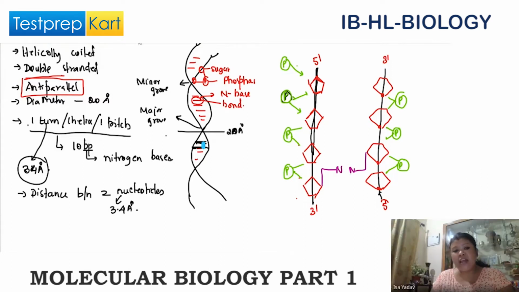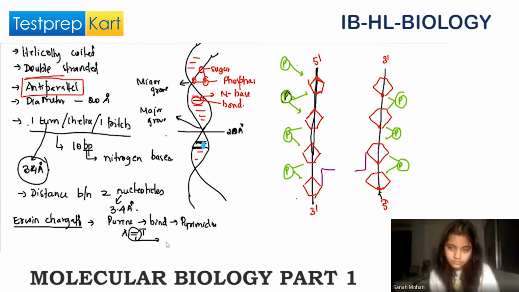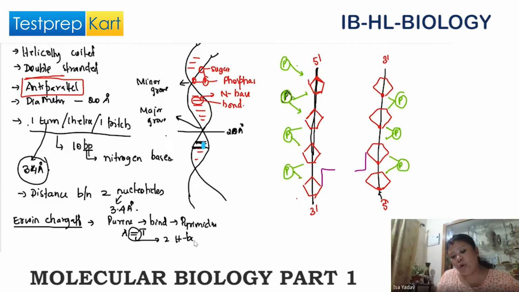Now suppose, for example, according to Erwin Chargaff, a purine will always bind or make a bond with a pyrimidine and vice versa. He also said that adenine will bind with whom? Thymine. Can you see this? I've given two straight lines, right? That means two hydrogen bonds.